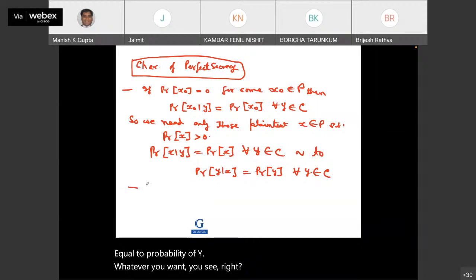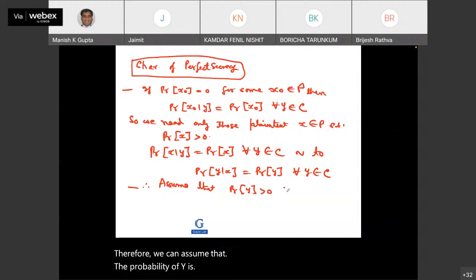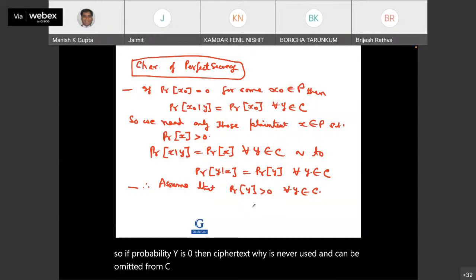Therefore, we can assume that the probability of y is positive for every y in C. If the probability of y is 0, then ciphertext y is never used and can be omitted from C.